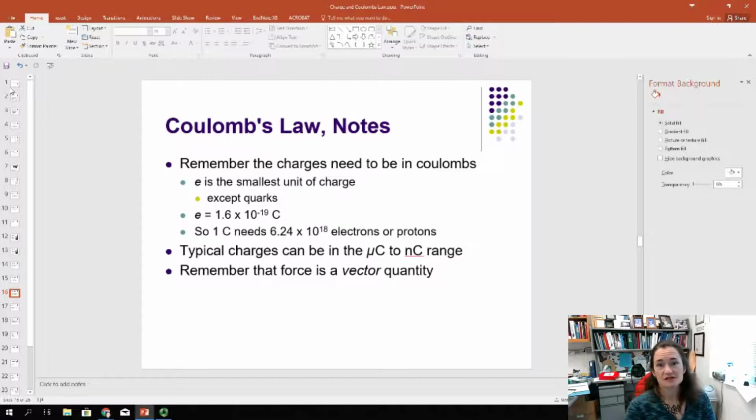Also remember that force is a vector quantity, and so you're going to have to remember your vector stuff. You're going to have to know how to break a vector into its component parts, and so on and so forth. If you need a review or a refresher on that, there are other videos and other resources for you. I'm not going to cover them in too much depth today. I'm going to assume that you still remember and understand that.